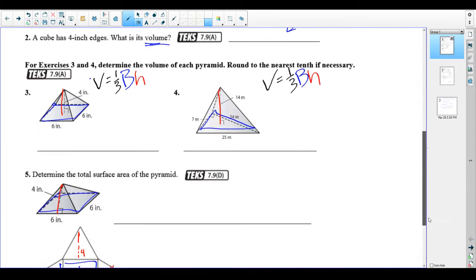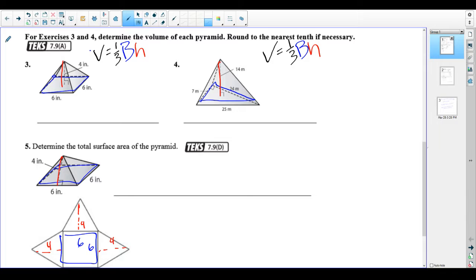3 and 4 were pyramids. So it still starts out the same way. We need to find the area of the base. First one is a square, 6 by 6. Area of the base is 6 times 6, or 36. Okay. Height of the pyramid, top to bottom, is 4. And then because it's a pyramid, whatever we get, we're going to divide that by 3. So 36 times 4 was 144. We just want 1/3 of that.